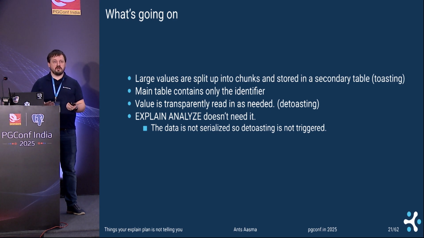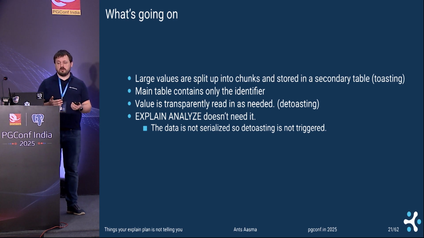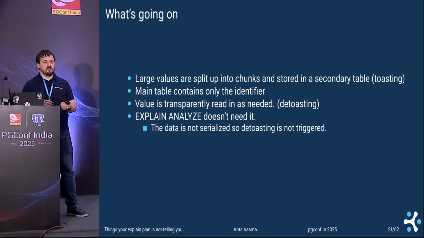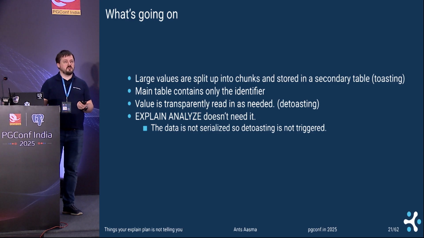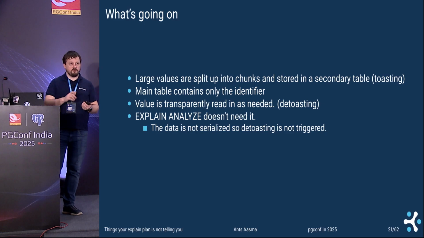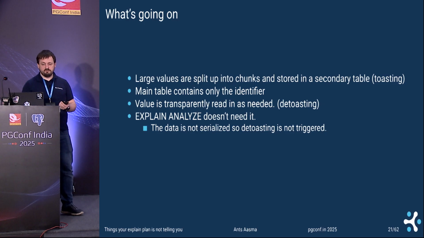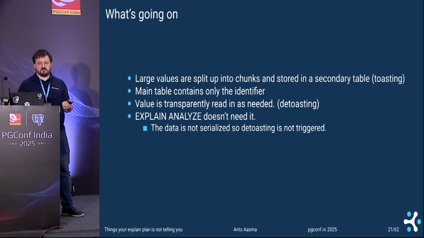For each table that might have large values in it, there will be a toast table in Postgres where those smaller chunks are stored. And in the main table, in the row, we just store an identifier that points to that other table and says, if you want to read this value, that's going to be value number 123 in that toast table. If somebody needs that value, it is transparently fetched from the toast table, and this is called detoasting.